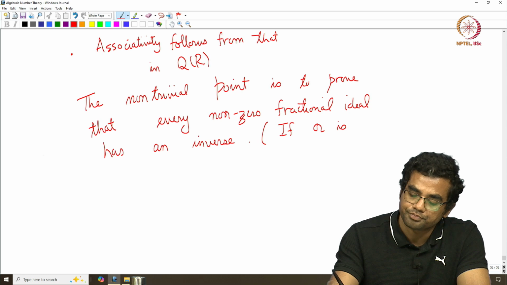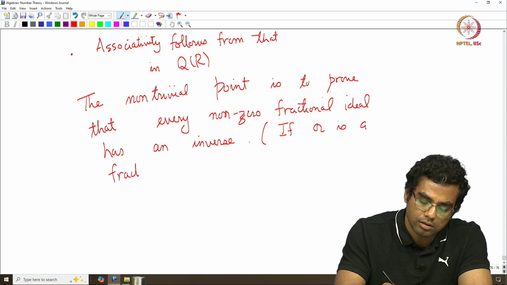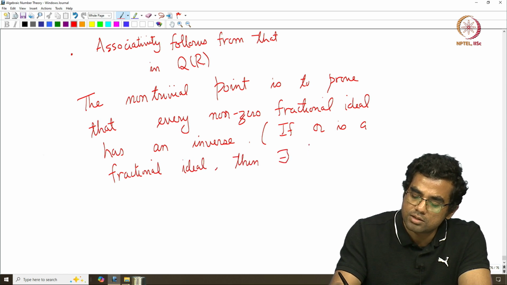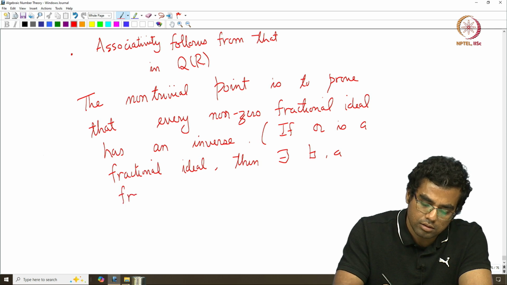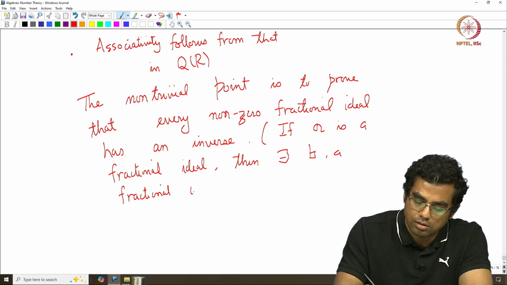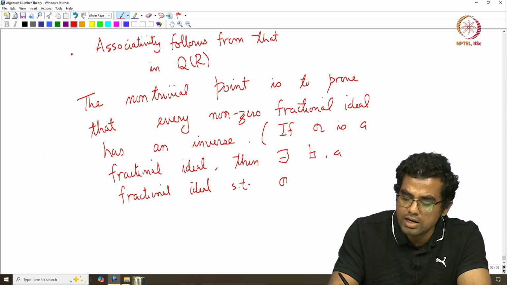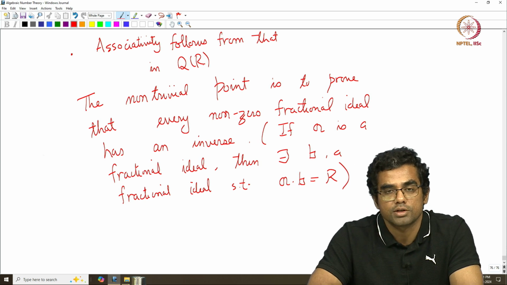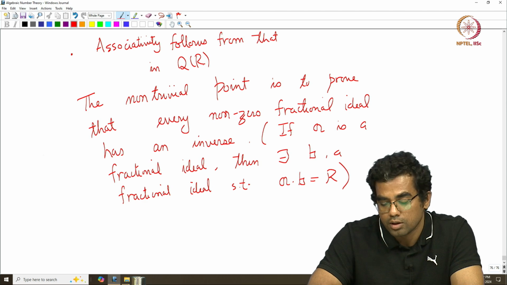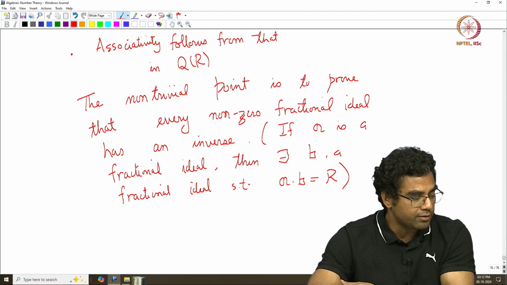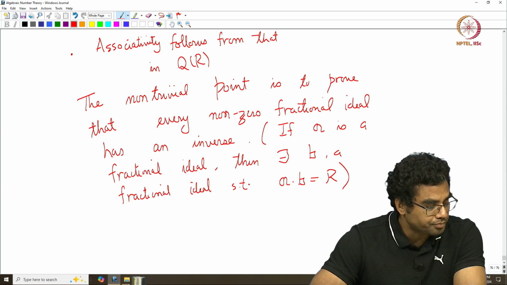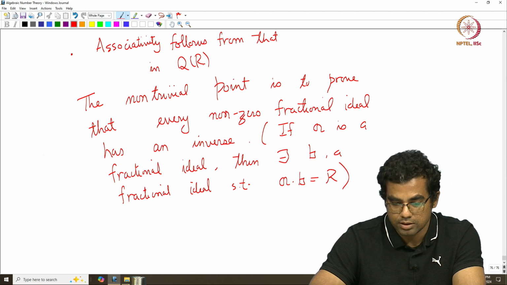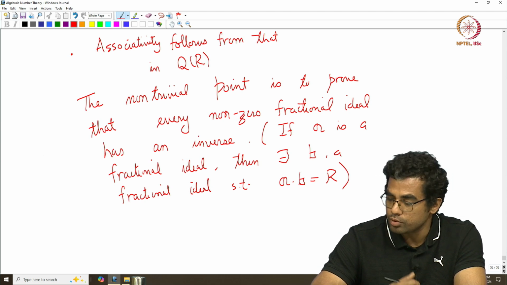Okay. So, what does this mean? If A is a fractional ideal, then there exists B, a fractional ideal, such that A times B is equal to R. That is what it would mean, because R is our identity element with respect to this group operation. Okay. So, we are first going to do this for prime ideals, and then we will do it for general fractional ideals.